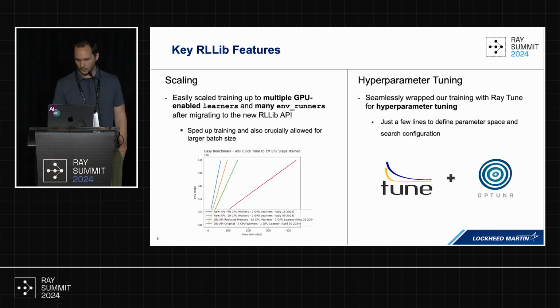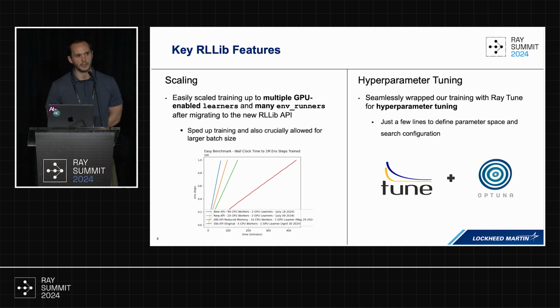Okay, so we mentioned a few RLlib features already, but I just wanted to call out a couple more here. So we recently migrated to the new RLlib API, which there was just a talk about on one of the other stages. So I think it may be coming out of alpha soon, but it's been very useful for us. Specifically, it unlocked PyTorch multi-GPU training.